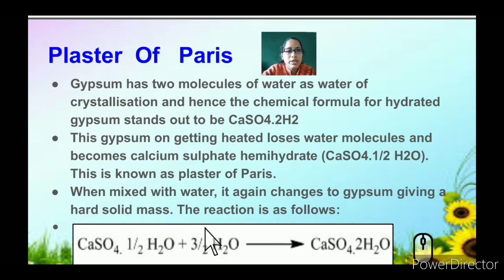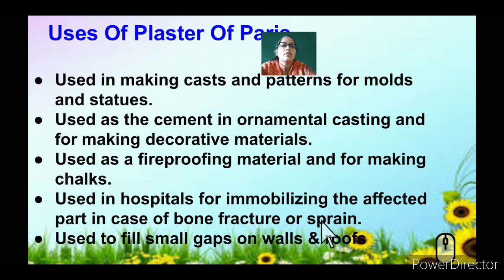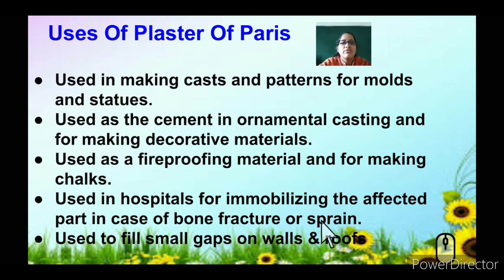When this plaster of Paris is mixed again with water, it changes back to gypsum, giving a solid mass. You can see here the formula CaSO4 half H2O, that is plaster of Paris. When 3/2 molecule of water is added, it again regains the gypsum form, CaSO4 2H2O.